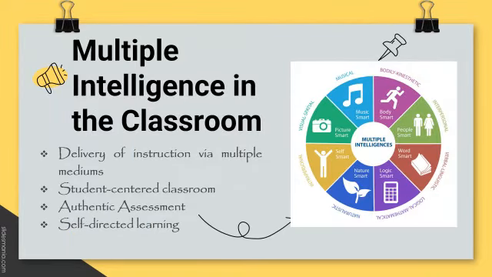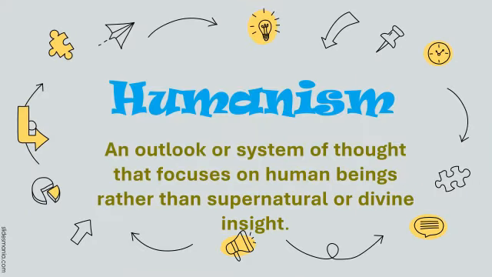Multiple intelligence in the classroom: instruction is delivered via multiple mediums. It is a student-centered classroom, and there is authentic assessment, and it's a self-directed learning classroom. Another educational theory is humanism.